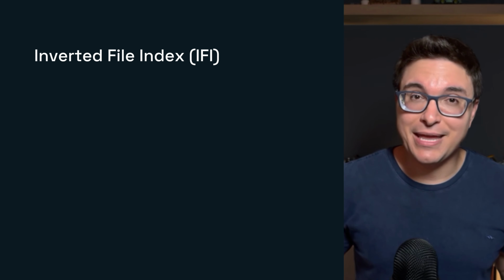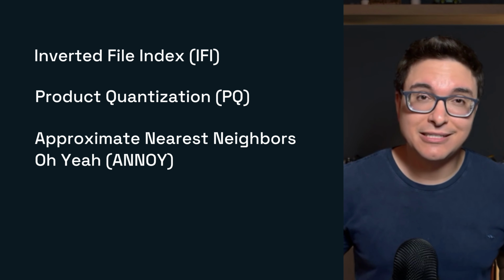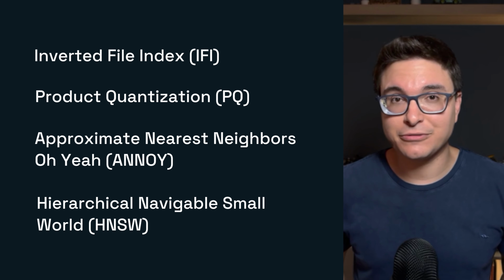Among them, you'll find algorithms such as inverted file index (IVF), product quantization (PQ), approximate nearest neighbors Oh Yeah (Annoy), and hierarchical navigable small world (HNSW). Each of these takes a different approach to speed up search while balancing accuracy and performance trade-offs. In this video, we'll focus on HNSW, which has become one of the most widely used and effective ANN algorithms, especially in modern vector databases and large-scale AI applications.